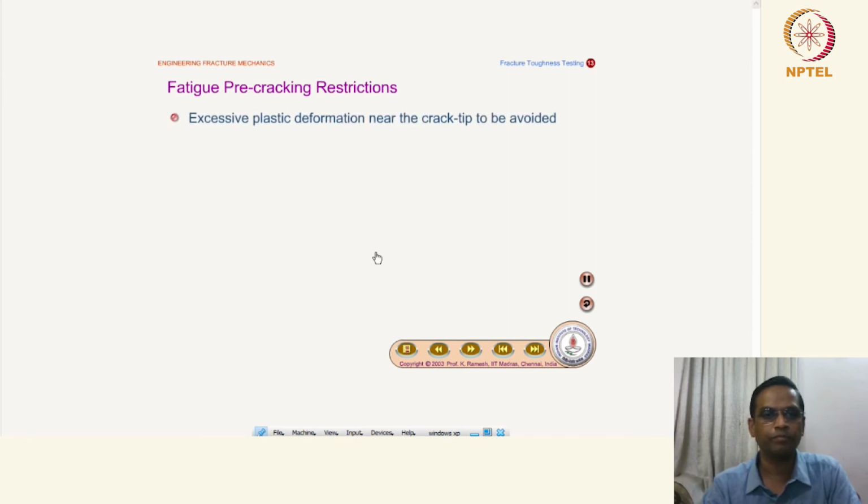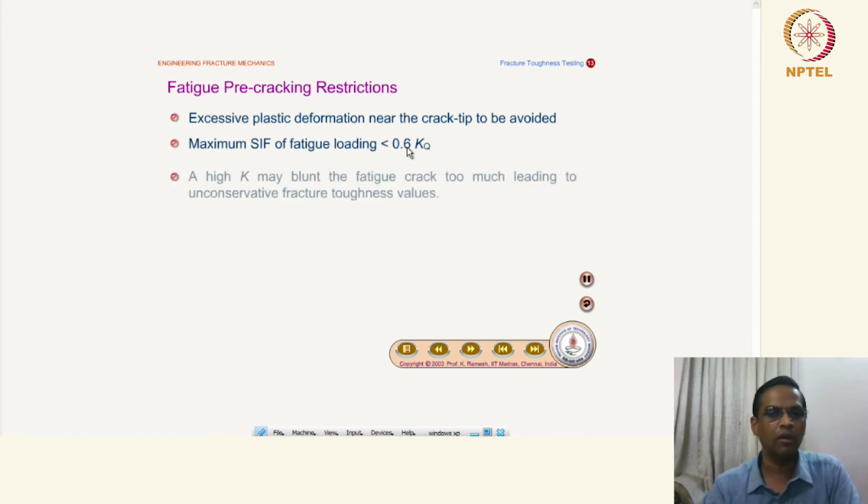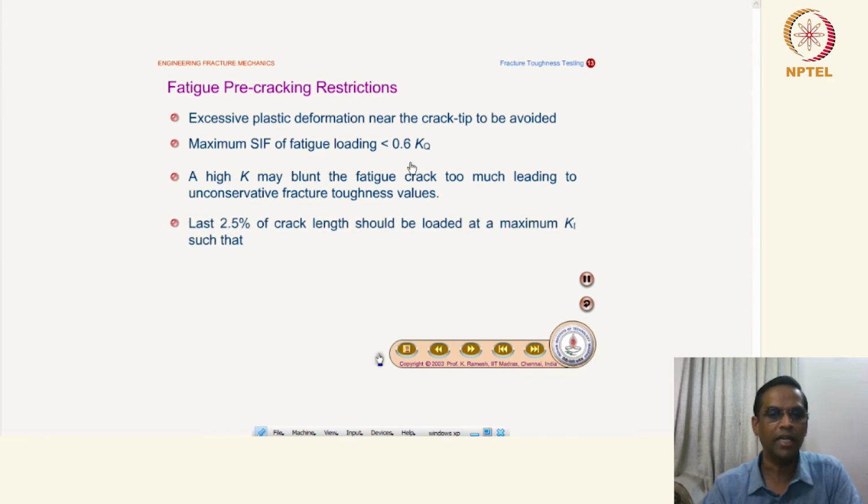And what are the fatigue pre-cracking restrictions? Excessive plastic deformation near the crack tip is to be avoided, and that is a precondition. The maximum stress intensity factor of fatigue loading should be less than 0.6 KQ, which is a candidate fracture toughness value. A high K may blunt the fatigue crack too much, leading to unconservative fracture toughness values.